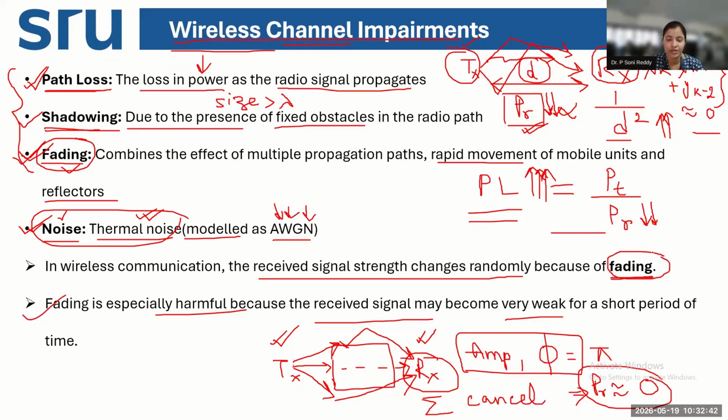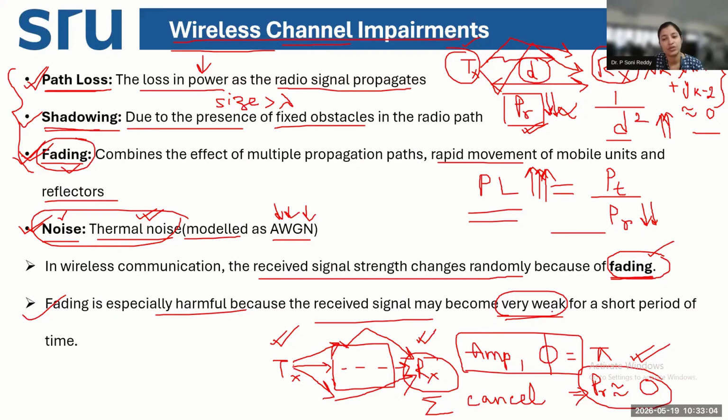It hampers the signal's integrity. It causes distortion in the received signal, which is called fading. Why? Because due to this destructive interference or fading effect, the signal power can become so weak that we can have scenarios where the signal strength reduces to almost zero.